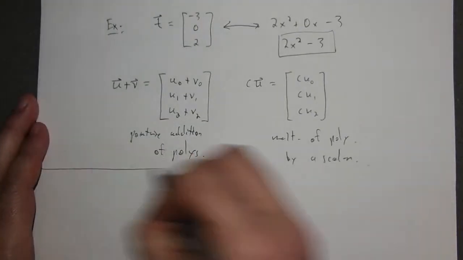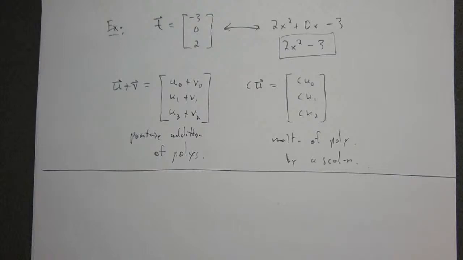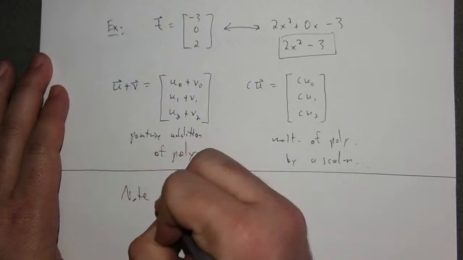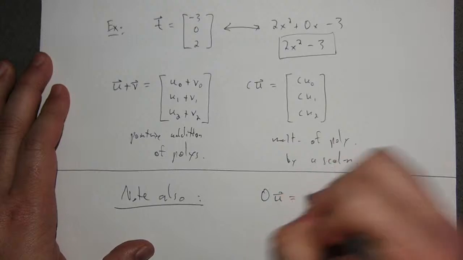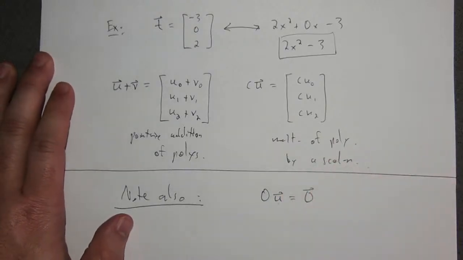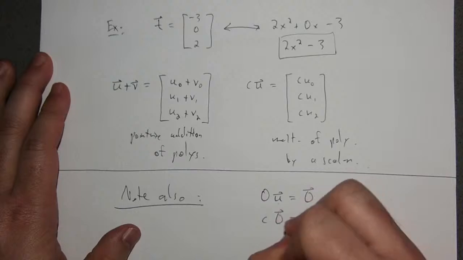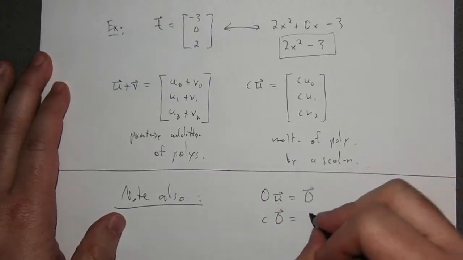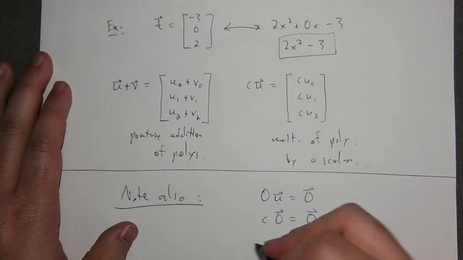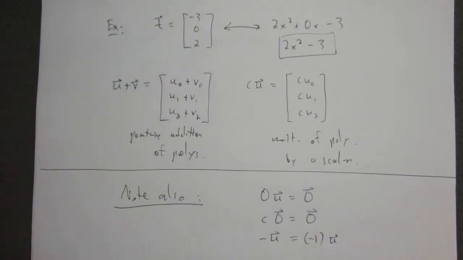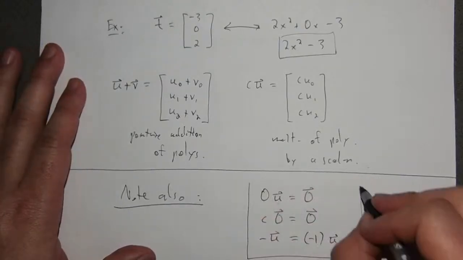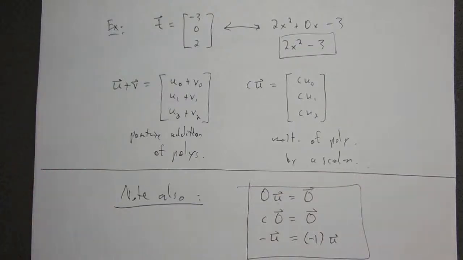Anyway, one more thing I wanted to say and then I'm done. Note also that from these properties we can deduce that 0 times any vector u is the 0 vector. If I scalar multiply the 0 vector by any scalar, I still get the 0 vector. And the additive inverse, minus u, can be computed via scalar multiplication of u by minus 1. So these three facts are actually results from the definition of vector space.